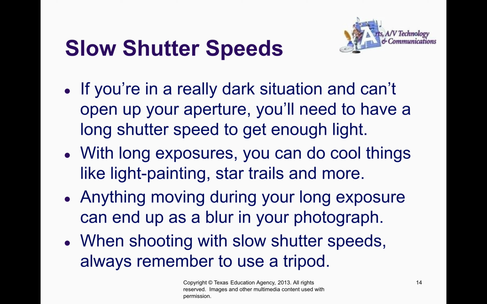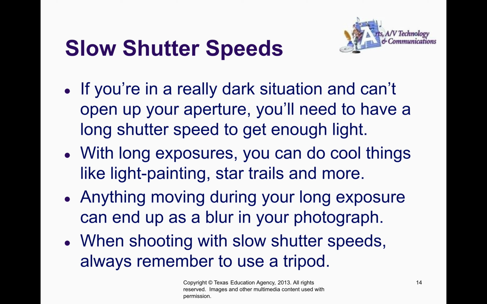Anything moving during your long exposure can end up as a blur in your photograph. So at nighttime, a car driving by with its lights on. When shooting a slow shutter speed, always remember you've got to use a tripod. You can't do it at all without one. You can't even set it on something and then push the button, because you might jiggle it.